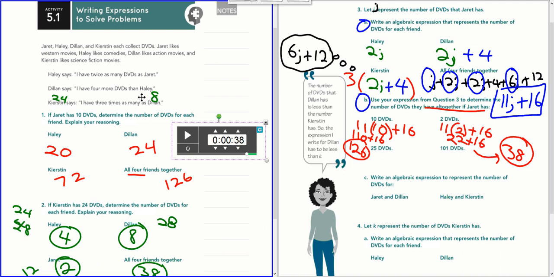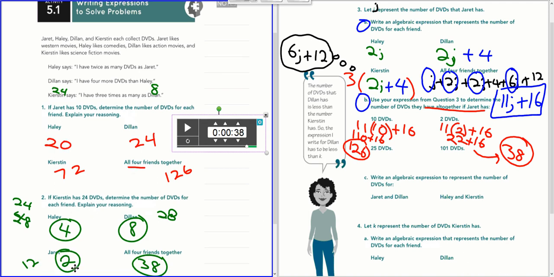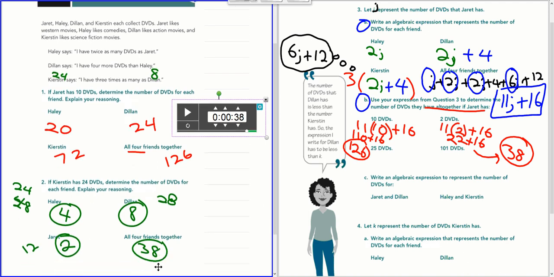And then we go backwards again. I have 4 more than Haley. All right, that's what Dylan is saying. So that means Haley must have 4, right? Because if Dylan has 4 more than Haley, that backs her down to 4. Okay, and then Jarrett: Haley says I have twice as many as Jarrett, so that means Jarrett would have 2. Add them all together, we get 38. So a little bit of reverse mathematics there, working with inverse operations to find those numbers.